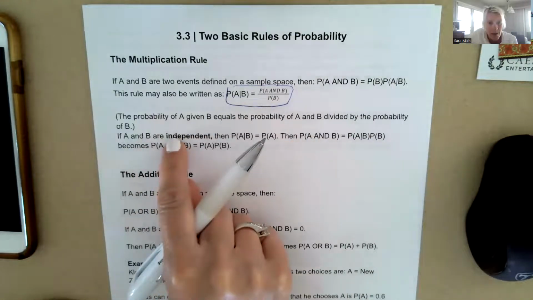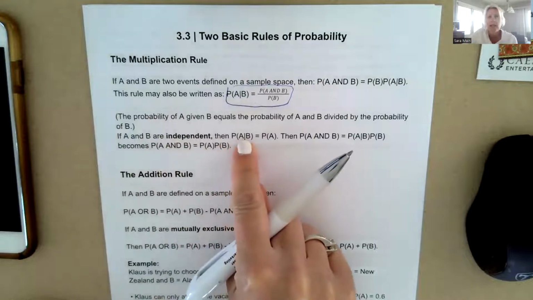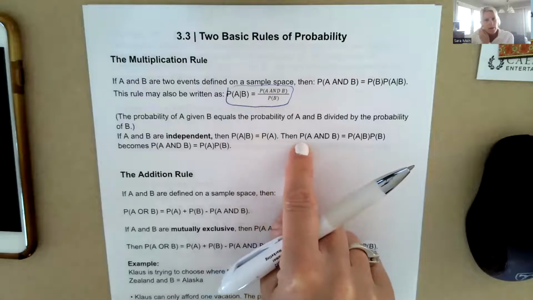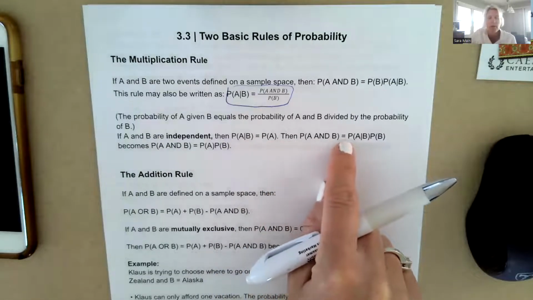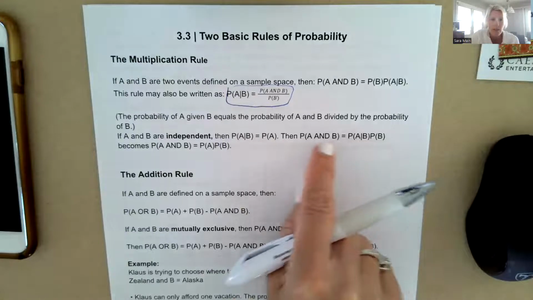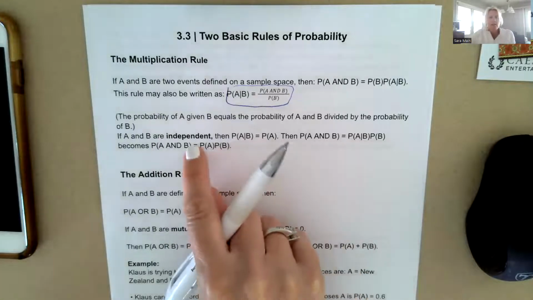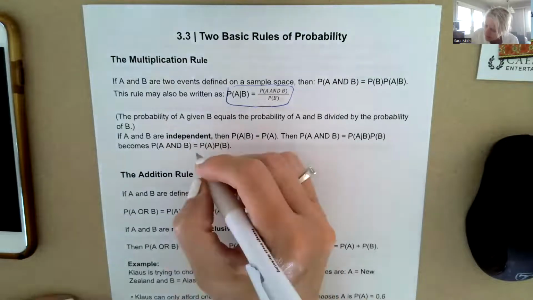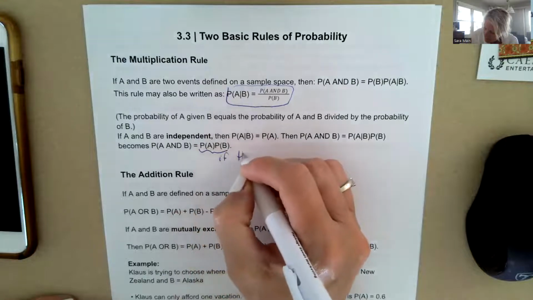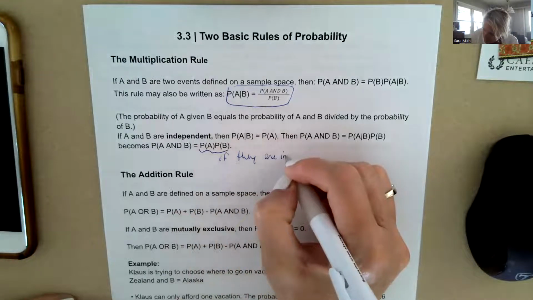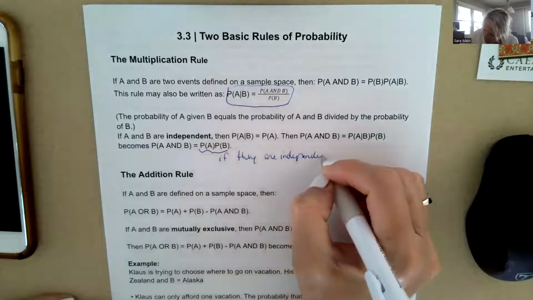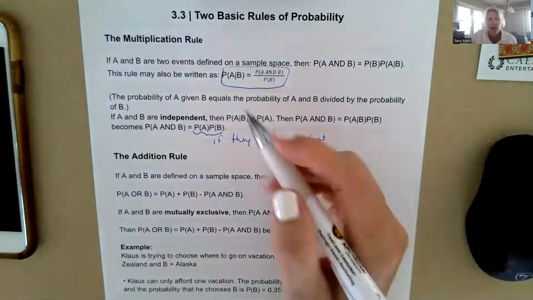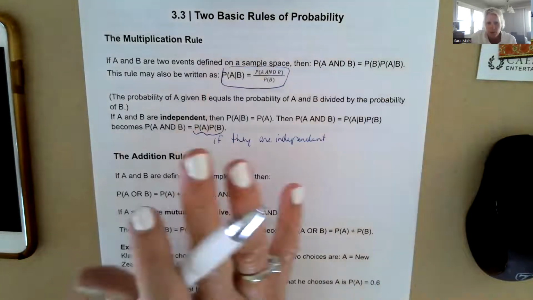If A and B are independent, then the probability of A given B is just the probability of A. Then the probability of A and B is equal to the probability of A given B times the probability of B. And if they're independent, it's just the probability of A times the probability of B. So if they are independent, then we don't have to worry about the probability of A given B. So we've already alluded to this multiplication rule earlier.